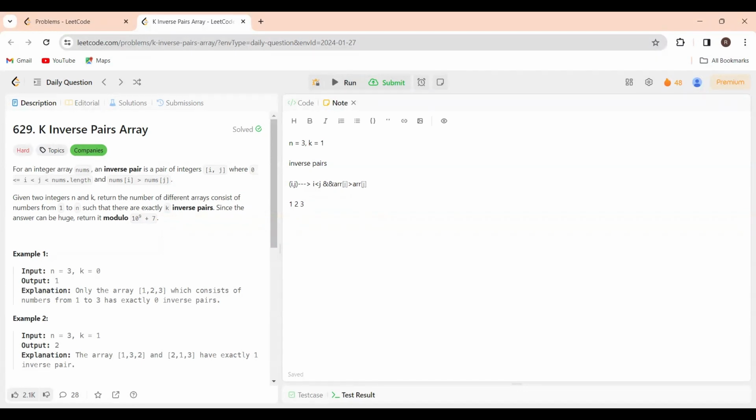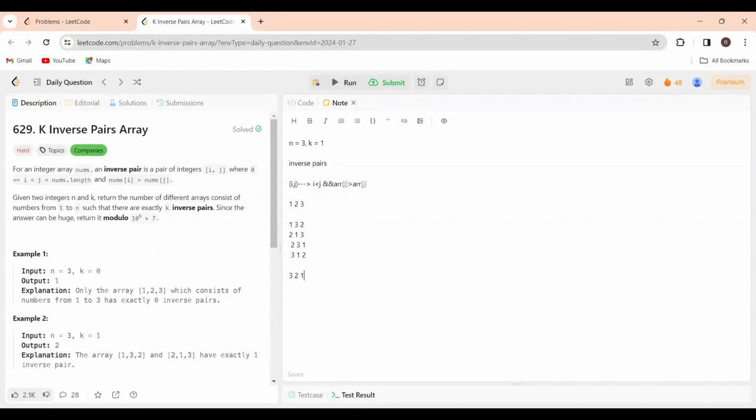This is like permutations and combinations, right? The array permutations can be 1 2 3, 1 3 2, 2 1 3, 2 3 1, and if you consider 3 as the first element, 3 1 2 and 3 2 1. These might be the permutations of the array. From these permutations, we need to find the arrays where the inverse pairs are exactly equal to k.